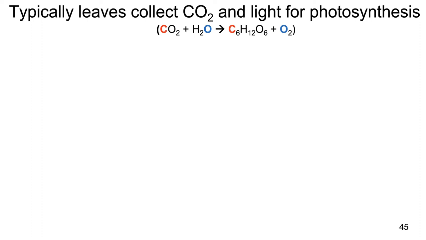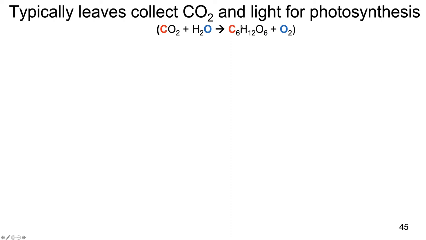So remember, typically leaves in the shoot system collect CO2 and light for photosynthesis. And this equation represents photosynthesis, where you have CO2 and H2O reacting with one another to form glucose, this sort of complex reduced high energy molecule, and O2 as a byproduct. And so these carbon molecules, these CO2 molecules that are collected from the air, are being reduced into this higher energy and transferred into this higher energy sugar molecule.